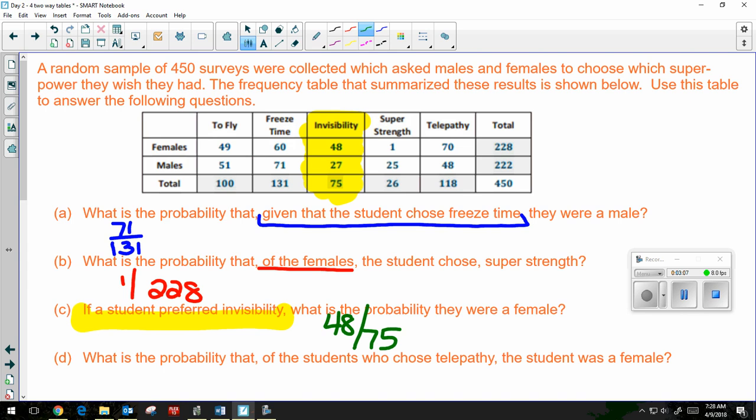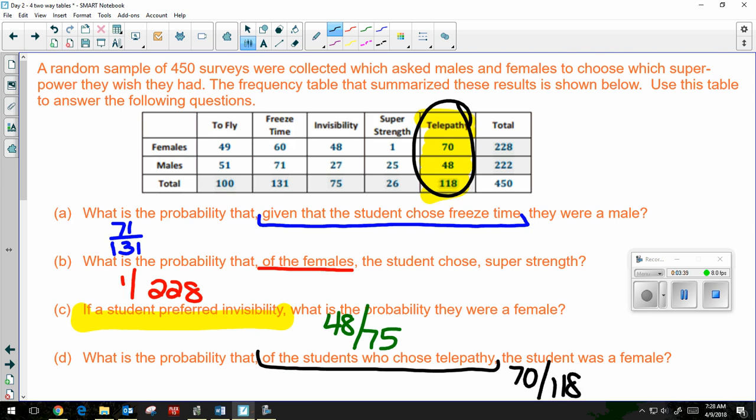And then lastly, part D, what is the probability that of the students who chose telepathy? So let me erase what's up here. Here's my telepathy, or if you want to highlight it, up to you. Find a method that works for you. How many of those were female? So in that column only, I highlighted 70 females out of a total of 118 people.